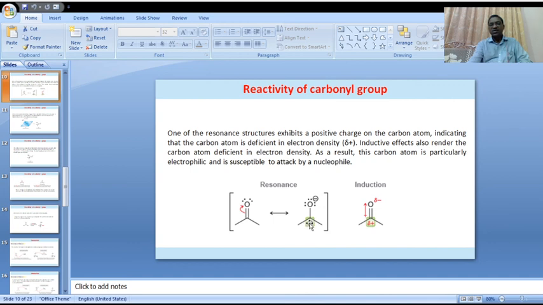Here, the carbonyl carbon always gets a positive charge based on the resonance effect or inductive effect. There is a deficiency of electron density, so it is generally attacked by a nucleophile. Nucleophile. Is it clear? This is about the reactivity of carbonyl compounds.